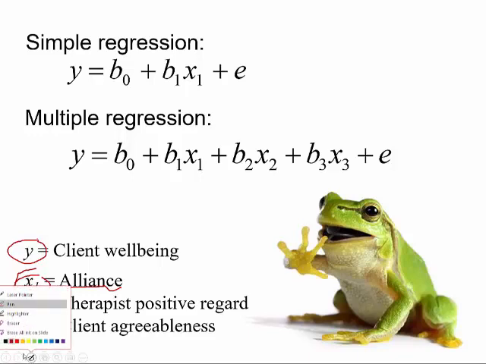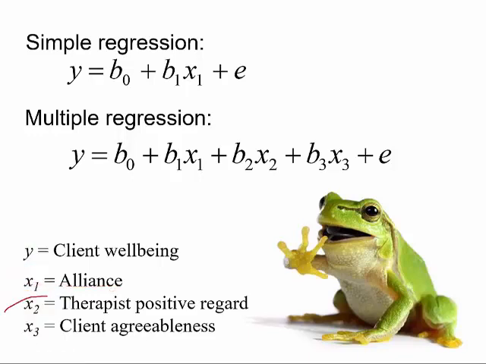Another possible predictor could be the therapist's positive regard. That is, to what extent does a therapist communicate to the client a message of: you are important, I value you, it's important for me to spend time with you, you're a valuable person, and no matter what you do or what you say, I will always regard you as a valuable person. That would be aspects of the therapist expressing positive regard toward the client.